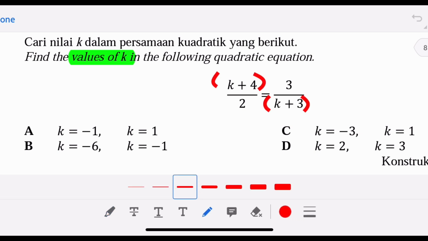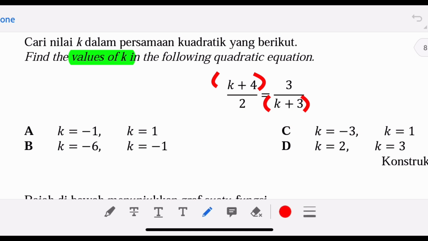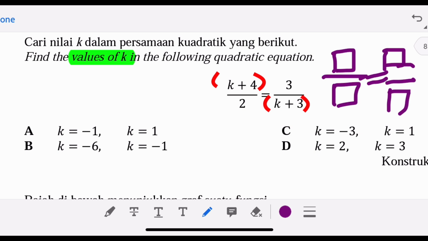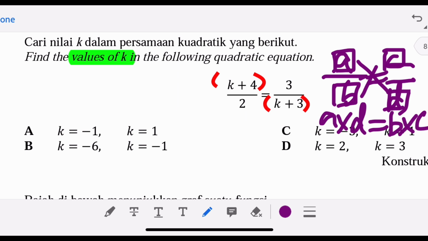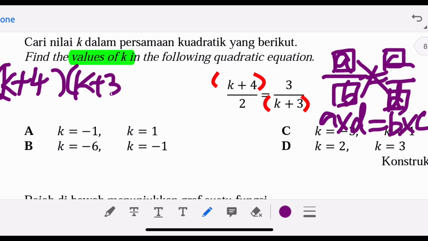That means you will actually multiply the fractions. When you have, let's say, you have A, you have B, you have C, you have D, right? So you just cross A, B, C, D. So this is the first principle, which is A times D equal to B times C. Okay, I'm going to show you now. K plus 4 multiplied by K plus 3 equal to 2 times 3, right?